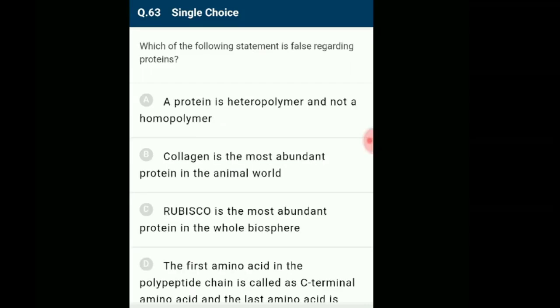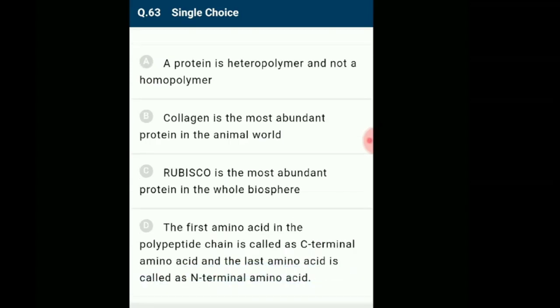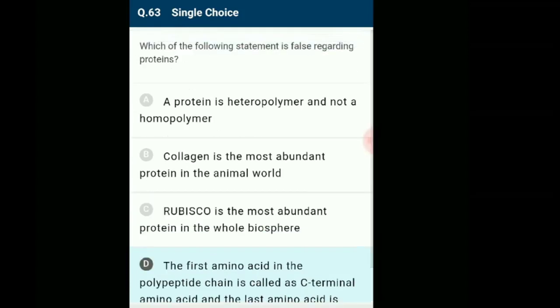Question number 63. Which of the following statements is false regarding proteins? The N terminus, also known as the amino terminus, NH2 terminus, N terminal end or amine terminus, refers to the start of the protein or polypeptide terminated by an amino acid with a free amino group, that is NH2. The convention for writing a peptide sequence is to put the N terminus on the left and write the sequence from N to C terminus. So the answer for this question is option D. The first amino acid in the polypeptide chain is called the N-terminal amino acid and the last amino acid is called the C-terminal amino acid.